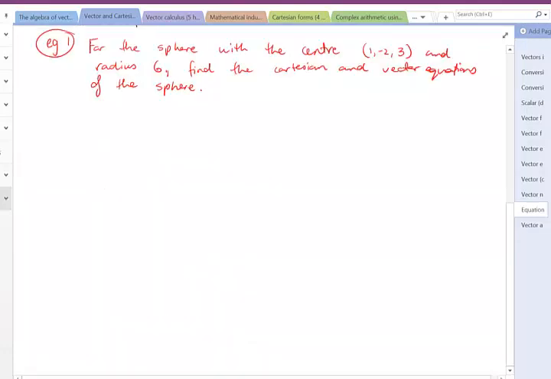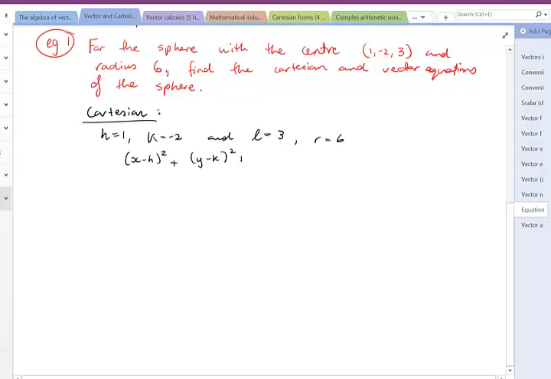In this example, we're looking at a sphere with a center of (1, -2, 3) and a radius of 6, and we're trying to find the Cartesian and vector equations of the sphere. Okay, so if we start with the Cartesian equation, we should be able to note straight away that h is equal to 1, k is equal to -2, and l is equal to 3. And the radius r is equal to 6. So as we're looking at (x - h) squared, (y - k) squared, and (z - l) squared is equal to r squared, then that's nice and simple.